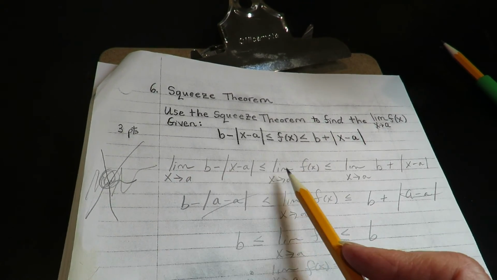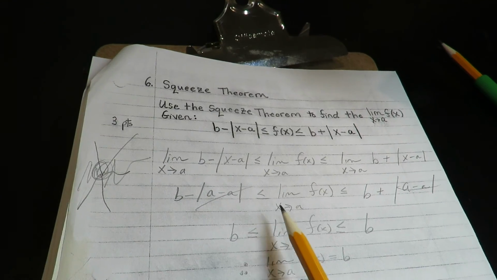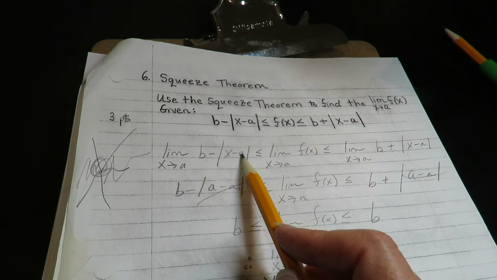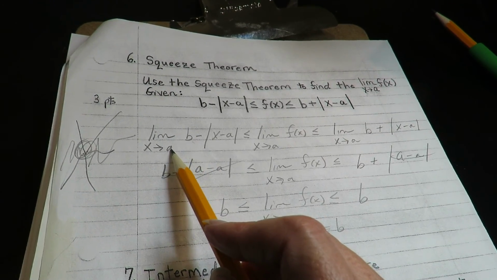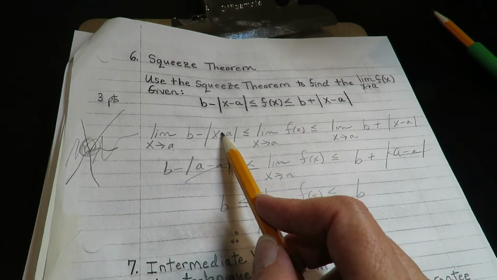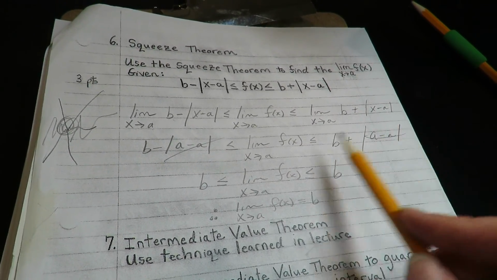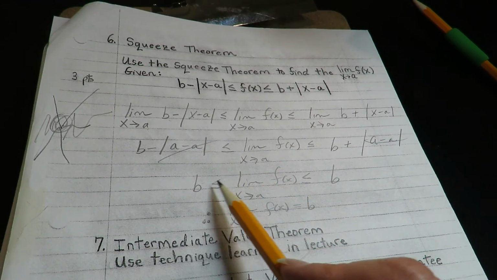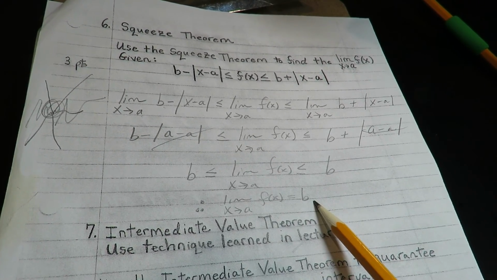So I wanted to see that you took the limits of each segment and then plugged the A value in. You're doing the golden rule, you're plugging into the limit, and then you can see that A minus A goes away, and you're left with that the limit of f must fall between B and B, so therefore the limit has to be B.